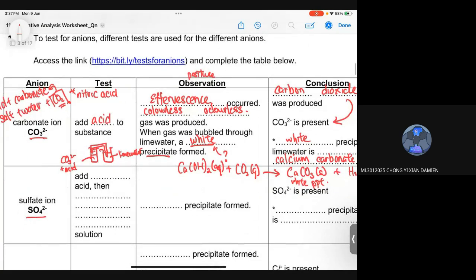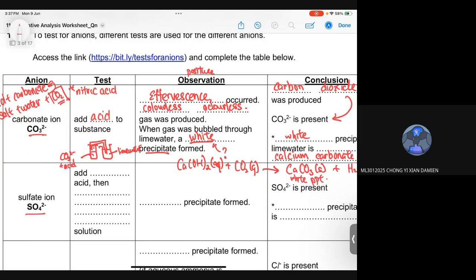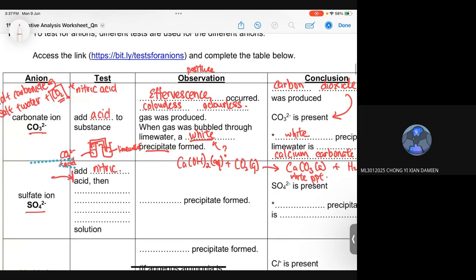Okay, next one, sulfate. Now, for sulfate, the first step you're going to do is add nitric acid. The purpose of adding this nitric acid here is to make sure carbonate ion is not present. How do I know carbonate ion is not present? Because if I add nitric acid and effervescence is produced, then I know carbonate is there. So I always add nitric acid first to make sure that there's no carbonate present. So you add nitric acid to eliminate or remove the possibility of carbonate.